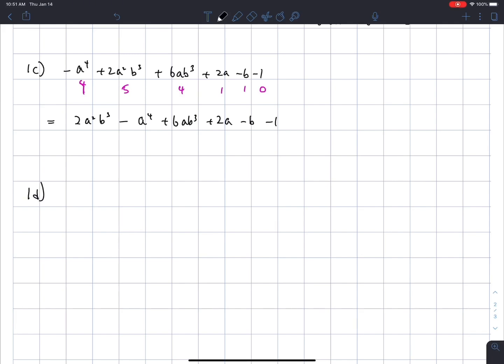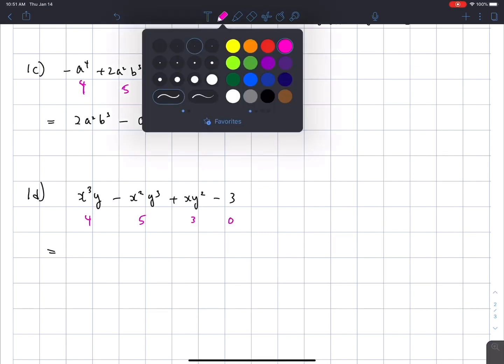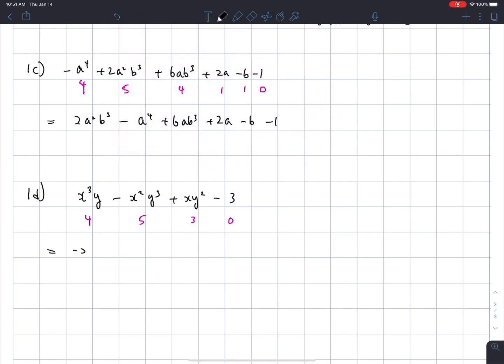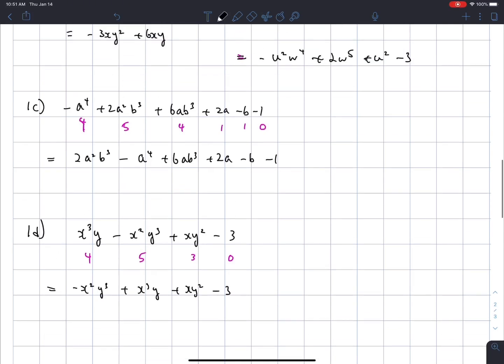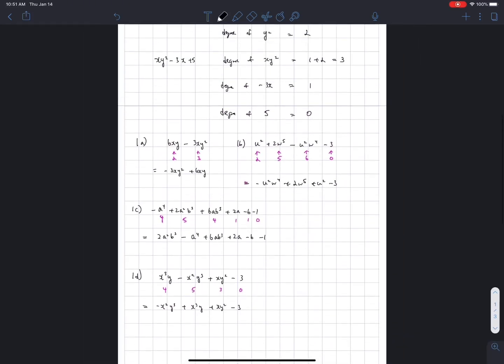1d. X to the power 3 y minus x squared y to the power 3 plus xy squared minus 3. So the first term has a degree of 4, second term has a degree of 5, third term has a degree of 3, and the last term has no degree. So negative x squared y3 going first, plus x3y going second, and then plus xy squared, finally negative 3. Now I just realized that I didn't answer the entire question. They are also asking for the degree of the polynomial.